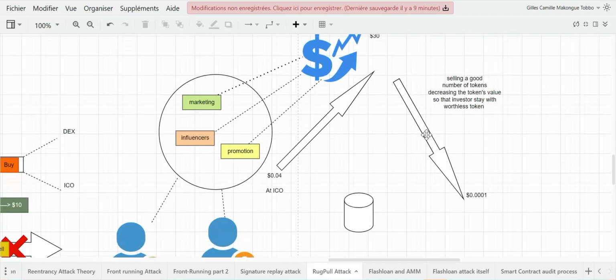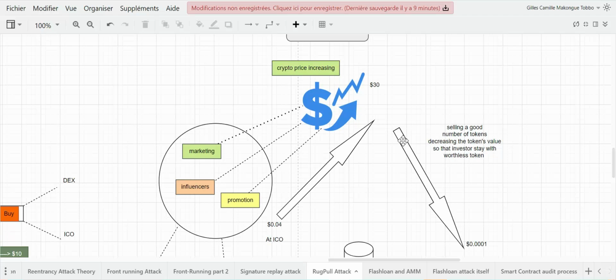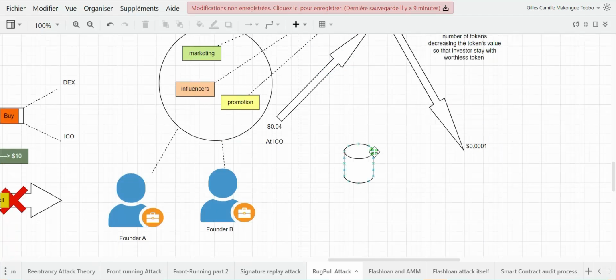To be able to avoid it, you need to understand the project beforehand. Understand the problem that the project is trying to solve. Understand the founders who are behind that project.